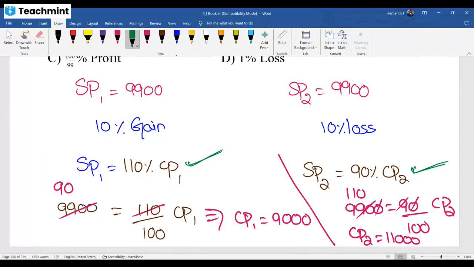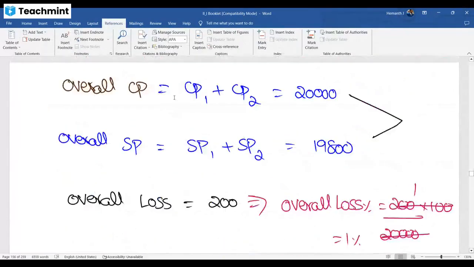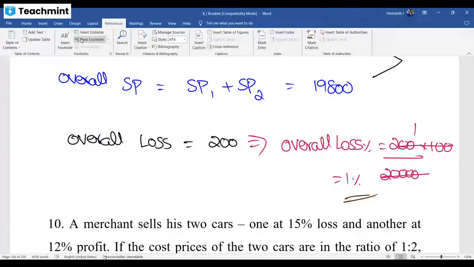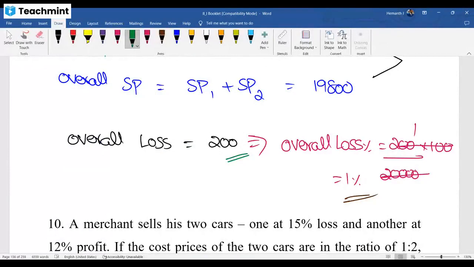So overall loss is 200 rupees. Some people will argue again, sir, how did you get 2 things? 200, 1%. Yes, in terms of rupees, 200 rupees loss. If they ask in terms of percentage, 1%. Some questions they'll ask, what is the overall loss? In rupees it means 200, in percentage it means 1%. Both are correct. Try to understand what they're asking. It depends on the parameter.